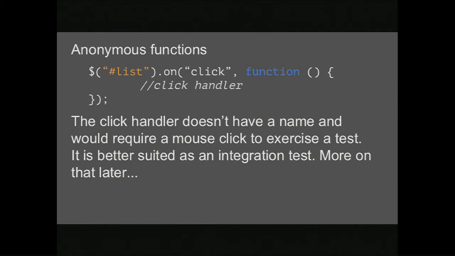Anonymous functions. So in this function right here, this function does not have a name. So this function right here, how would you test that? There's no name for it. This right here is more of an integration test, because you're depending on the DOM being there. You are depending on this ID to be there. So if you wanted to test just this click handler, good luck. It doesn't even have a name. How are you going to call that from outside of this script?